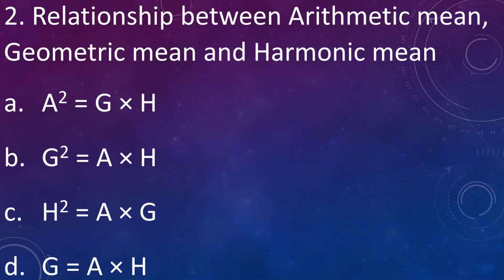Relationship between arithmetic mean, geometric mean and harmonic mean is A. A square is equal to G into H. B. G square is equal to A into H. C. H square is equal to A into G. D. G is equal to A into H. Answer is B, that is GM square is equal to arithmetic mean into harmonic mean. Let us see the proof for this.